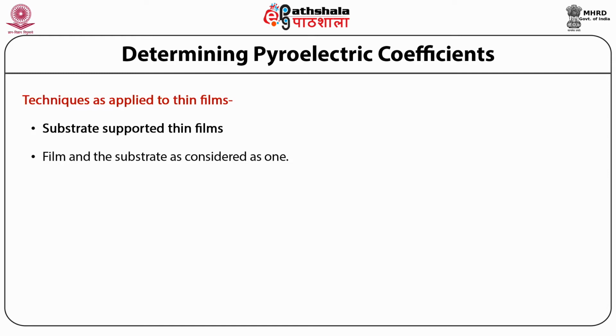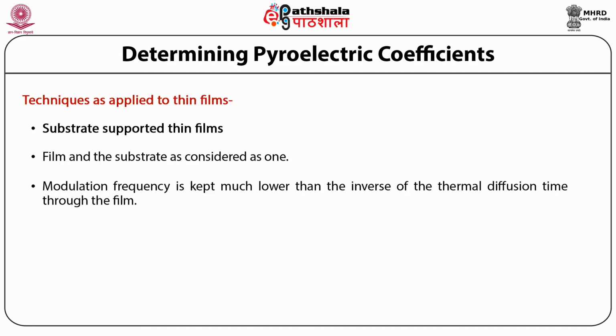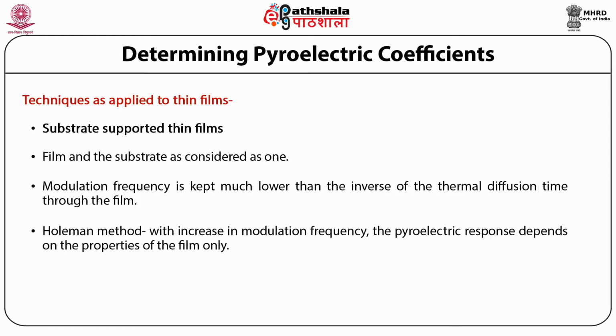First is to heat and cool the substrate, considering the film and the substrate as one, because the heat capacity of the substrate is much larger than that of the film. The film will be homogeneously heated. This is achieved by choosing the modulation frequency to be much lower than the inverse of thermal diffusion time through the film.